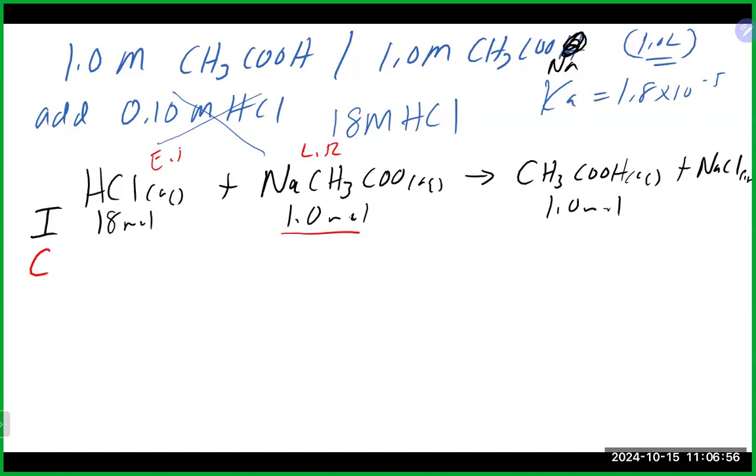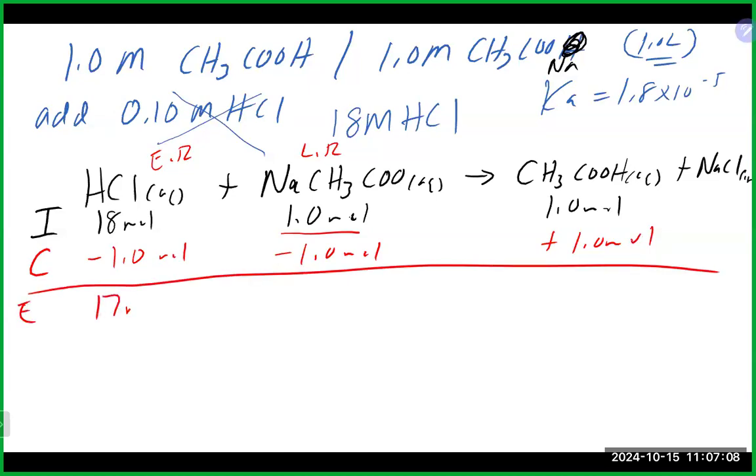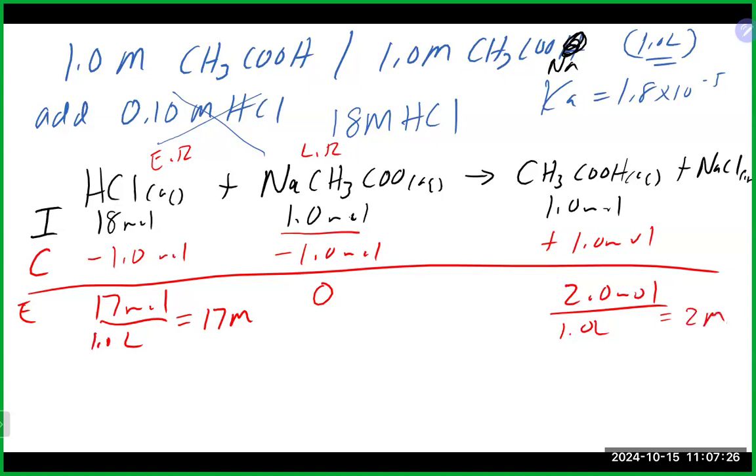This is now like my excess reagent, right? So the change part here is actually going to be minus 1 mole, and plus 1 mole. That's going to give me here something like 17 moles of HCl, 0 of that, and like 2 moles of this guy. I can again convert this back into molarity at this point by taking my 1 liter. What I have left at this point is acetic acid and hydrochloric acid.